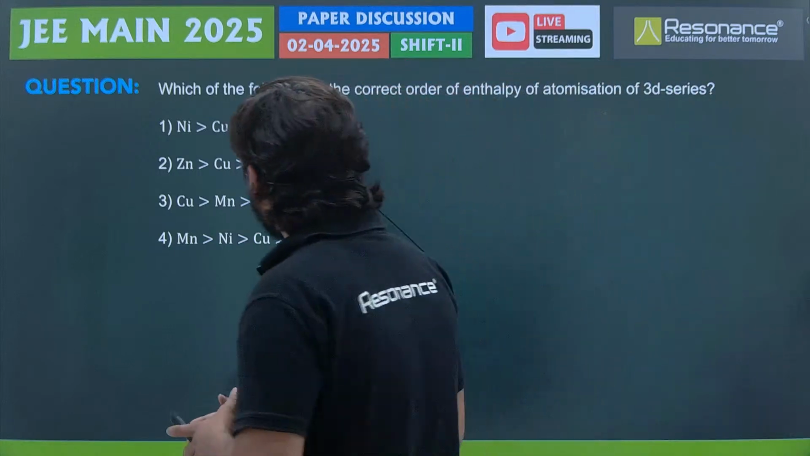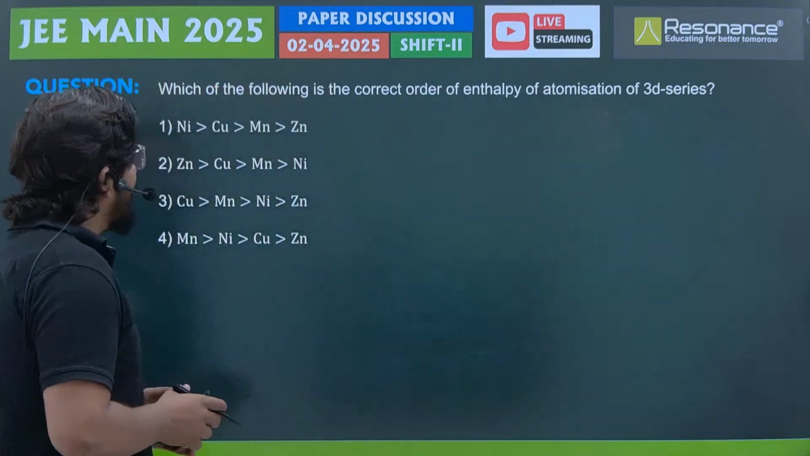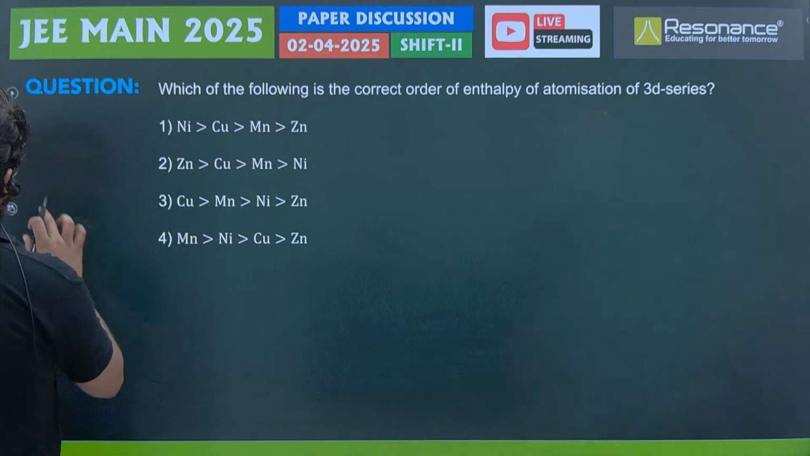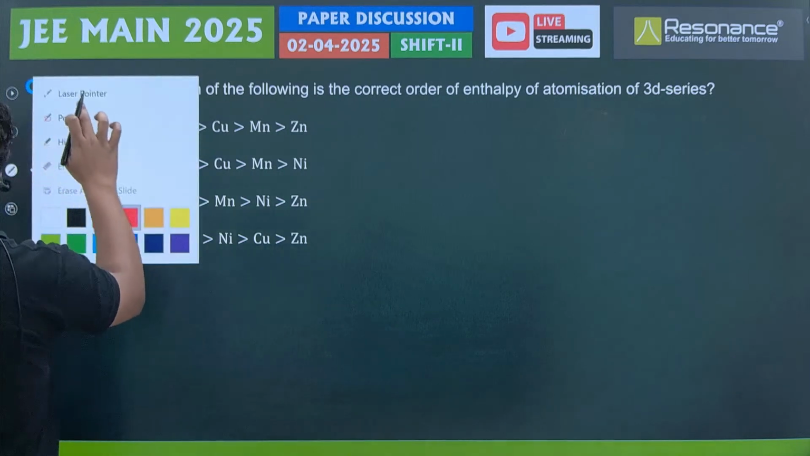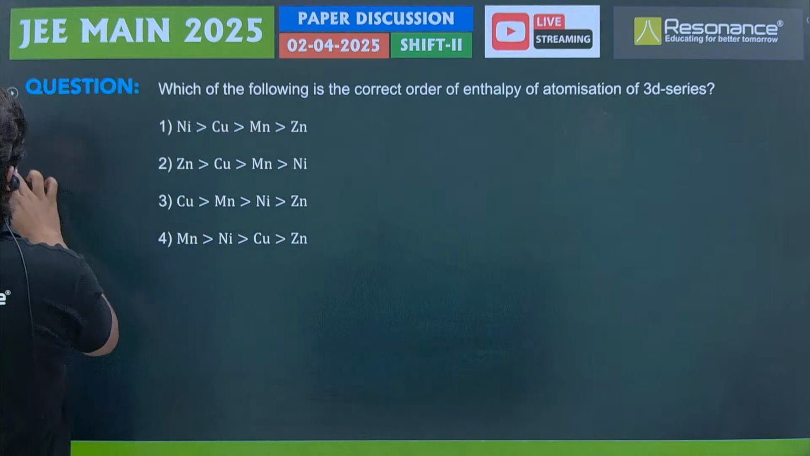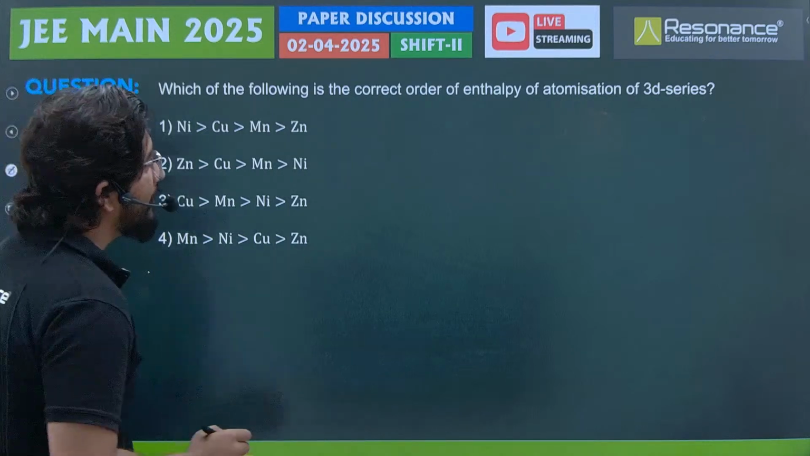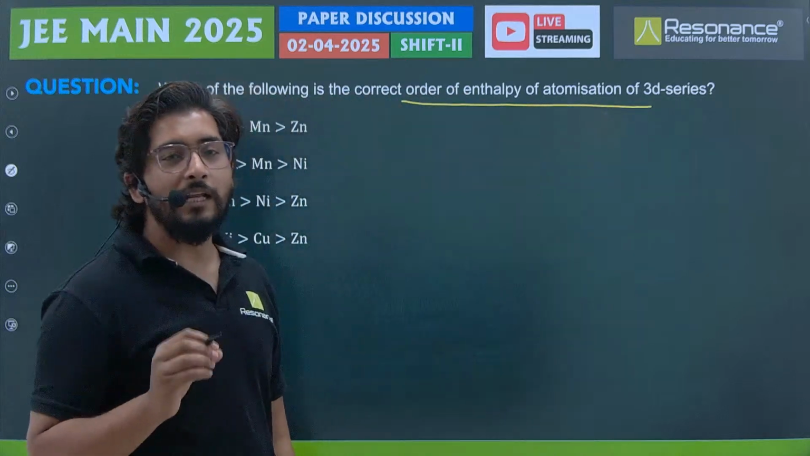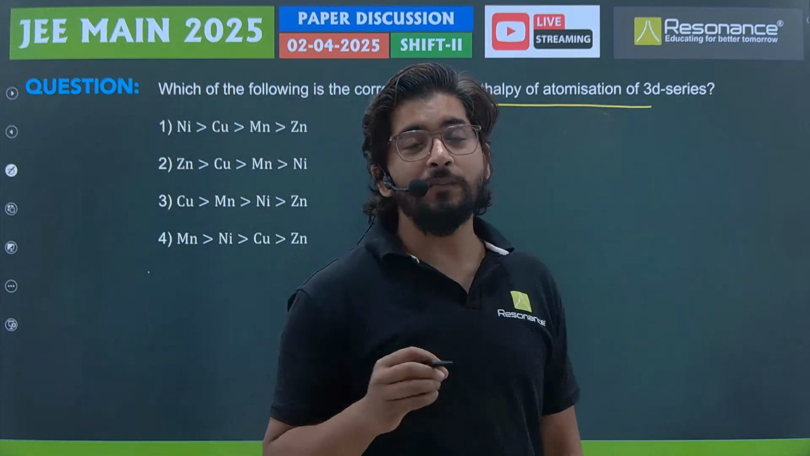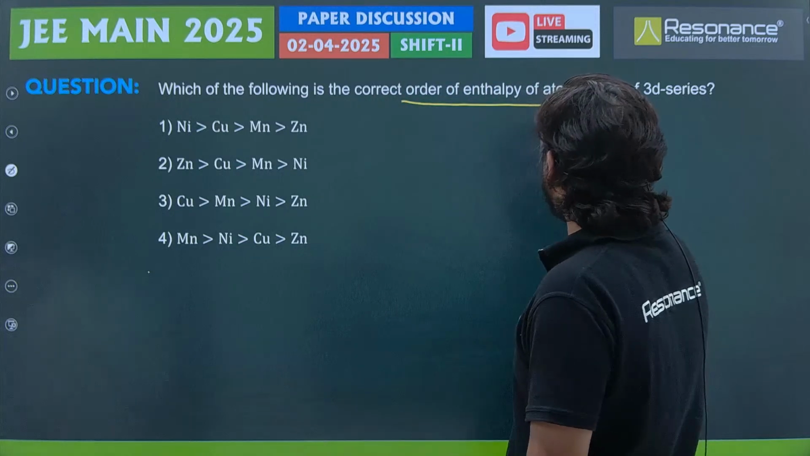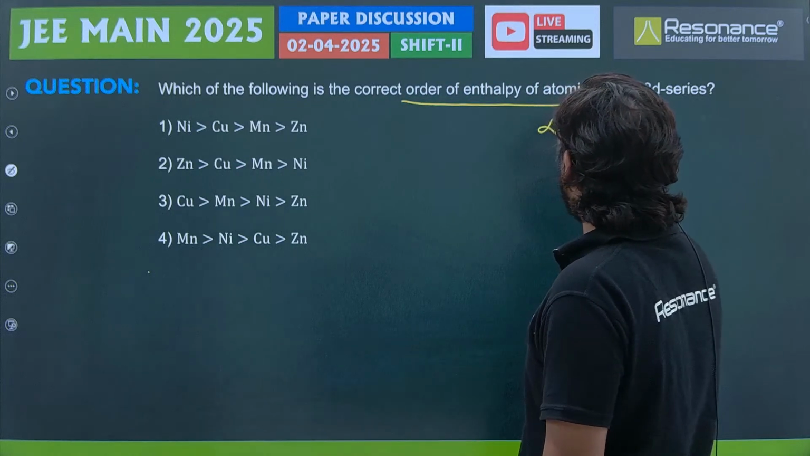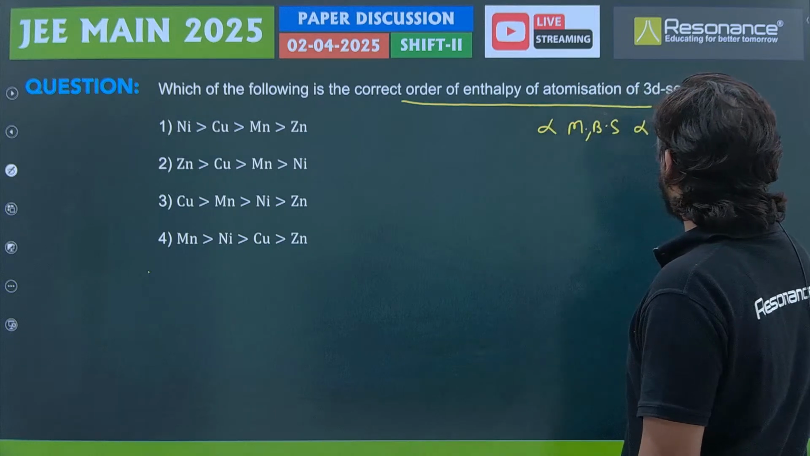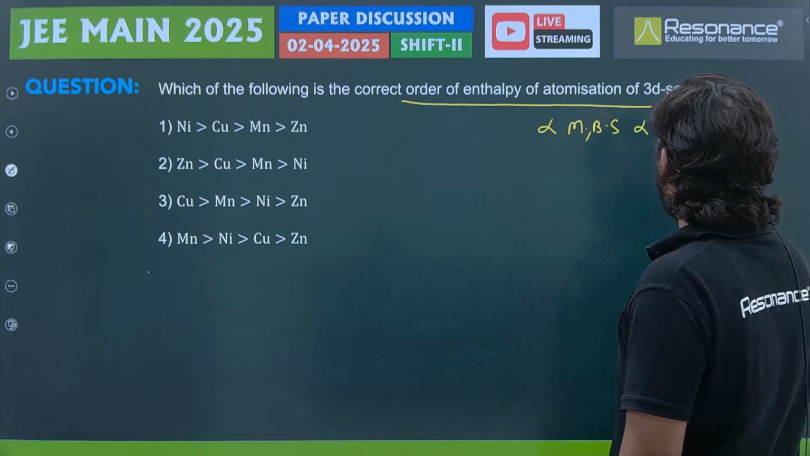The first question that I got here is, which of the following is the correct order of enthalpy of atomization of the 3D series? So if you remember the basic concept, enthalpy of atomization is directly proportional to metallic bonding strength. Get it? And this metallic bonding strength is directly proportional to the number of unpaired electrons.